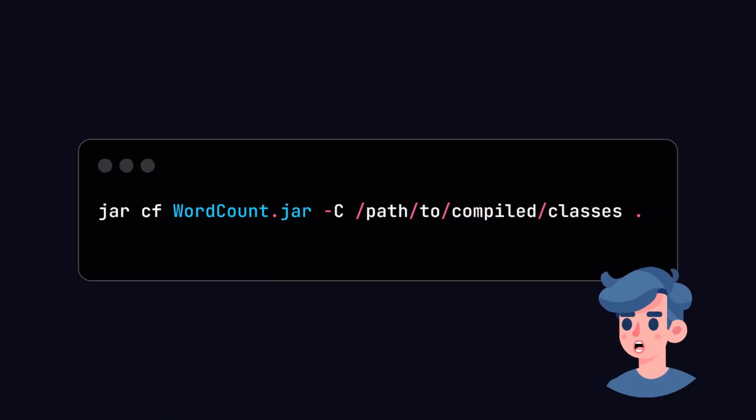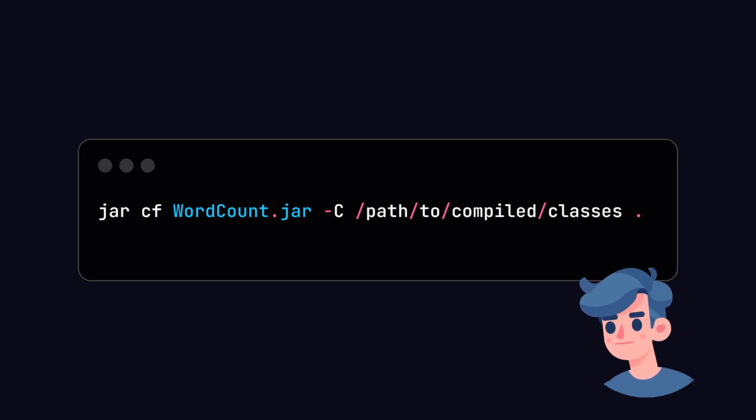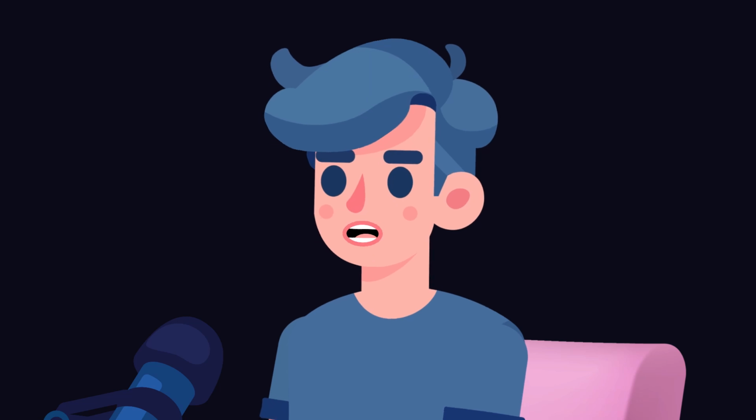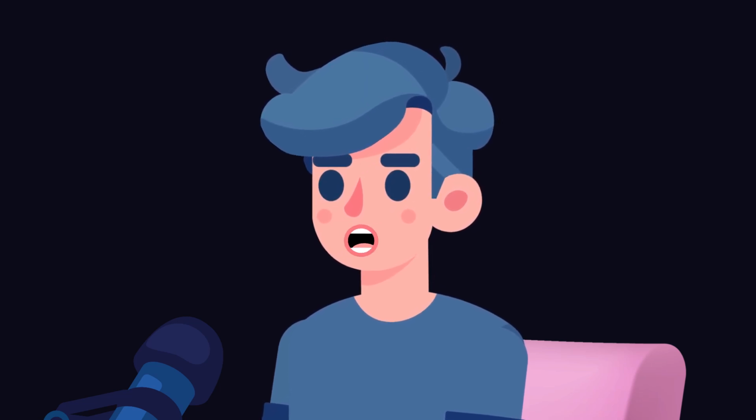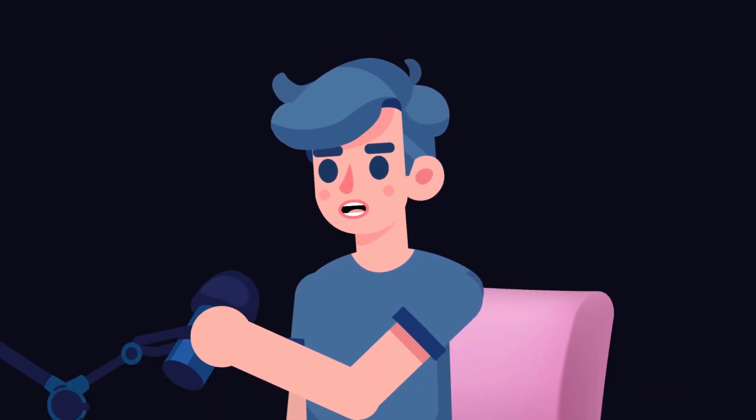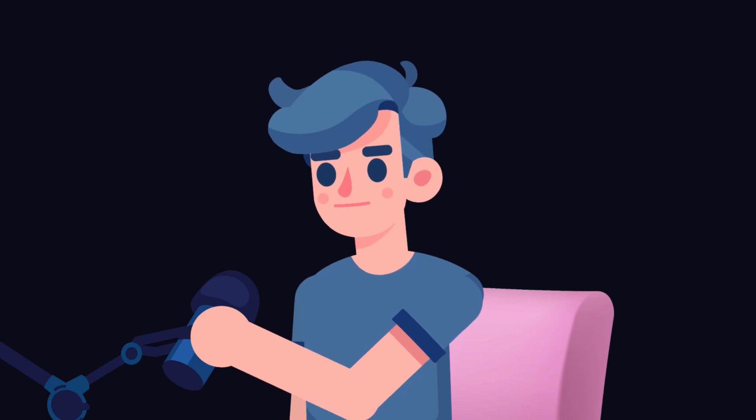Now, let's take a moment to discuss how to package this program into a JAR file so that it can be executed on a Hadoop cluster. You can do this by using the following command in your terminal. Make sure to replace /path/compiled/classes with the actual path where your compiled .class files are located. This command creates a JAR file containing your WordCount class along with the necessary dependencies.